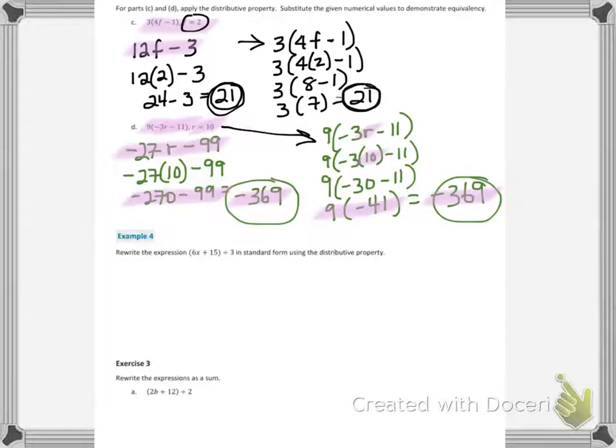Okay, here we have example 4, and it is a little tricky, something I want you to consider before I show you what to do. But here we go. It has us rewriting the expression 6x plus 15 divided by 3. And that is going to look very different to you, doesn't it? Okay. Now they want us to distribute that. They want us to distribute that out.